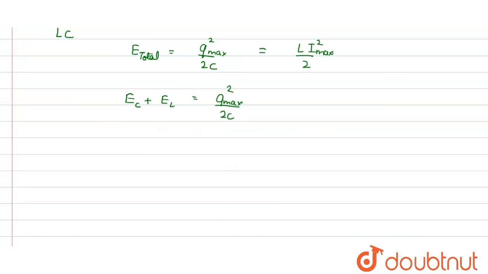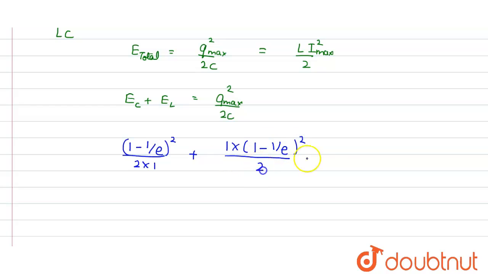Now we write the initial energy of the capacitor. What is the initial charge? It is 1 minus 1 by e. So (1 minus 1 divided by e) square divided by 2 into capacitance, and capacitance is 1. What is the initial energy of the inductor? It would be L, and the current, which is 1 minus 1 divided by e, square, divided by 2. This would be equal to Q max square divided by 2C.